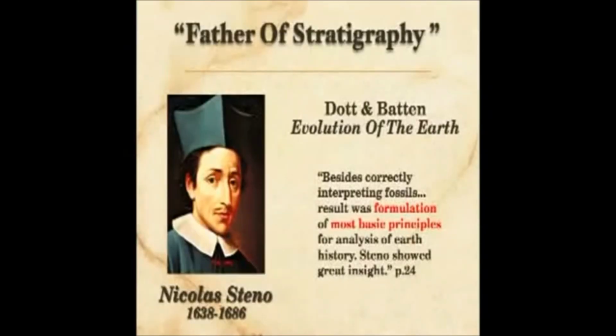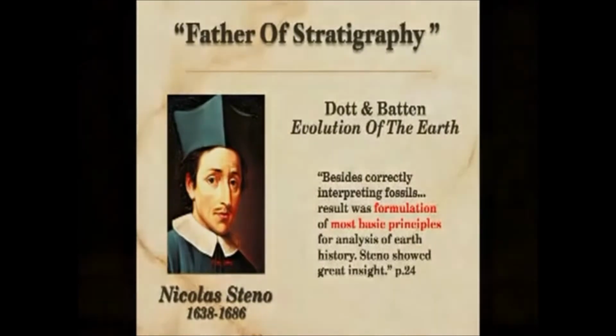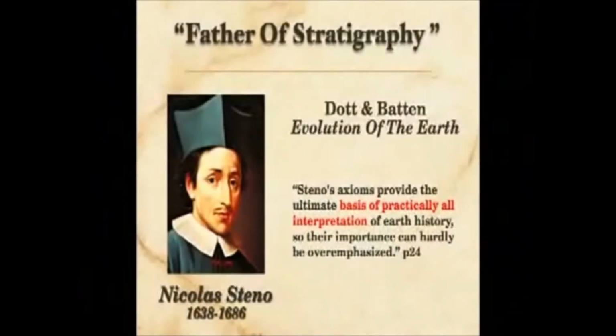The father of modern stratigraphy, Nicholas Steno, is touted as a hero today in all the geology textbooks. Patton's Evolution of the Earth says, "Besides correctly interpreting fossils, the result was the formulation of the most basic principles for analysis of Earth history." Steno showed great insight, and he's the one that started it, and his rules are the ones you have to memorize in order to pass stratigraphy today. "Steno's axioms provide the ultimate basis of practically all interpretation of Earth history, so their importance can hardly be overemphasized."